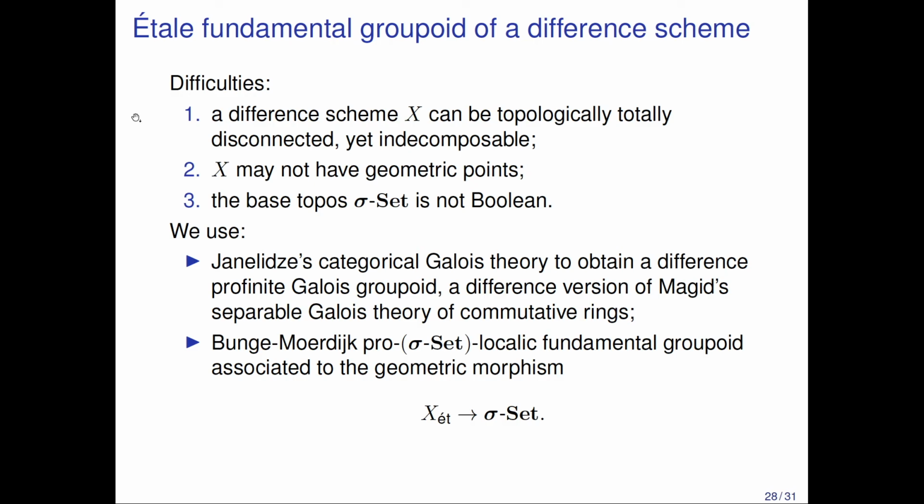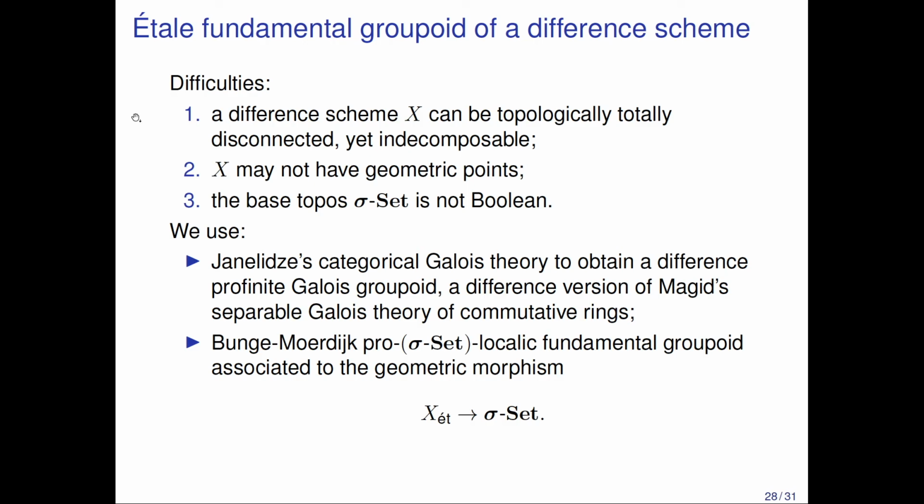There are two things that you can use, and then hopefully they will compare. Janelidze's categorical Galois theory has been used by Andy for the differential case, so we propose to do it for the difference case, and you get some kind of difference version of his separable Galois theory of commutative rings. And this is very good because it can work with a really horribly disconnected base. However, there are some drawbacks.